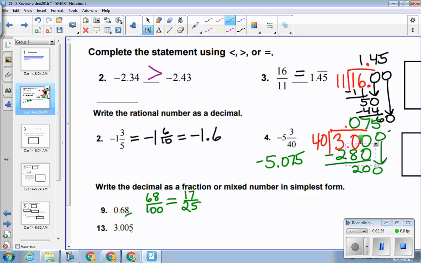Okay, and our second one, the 5 is in the thousandths place. So we start with 3 and 5 1,000ths. And we need to simplify that by dividing numerator and denominator by 5. So that ends up being 3 and 1/200. And we are done with that one. Moving on.